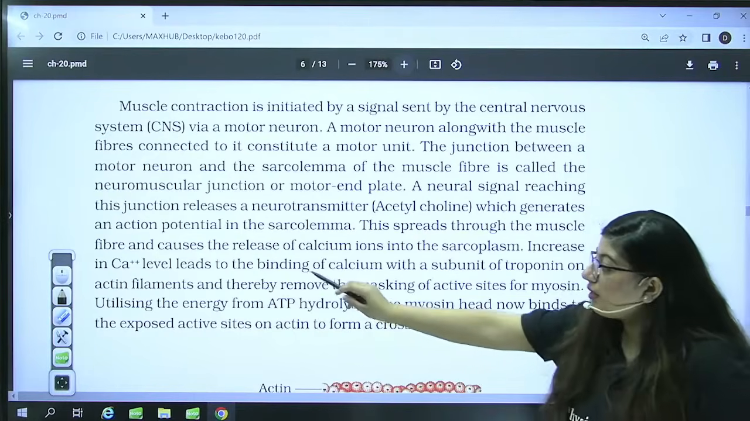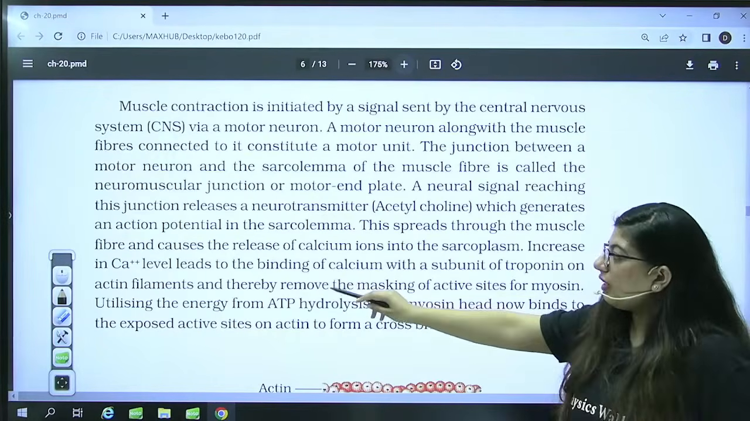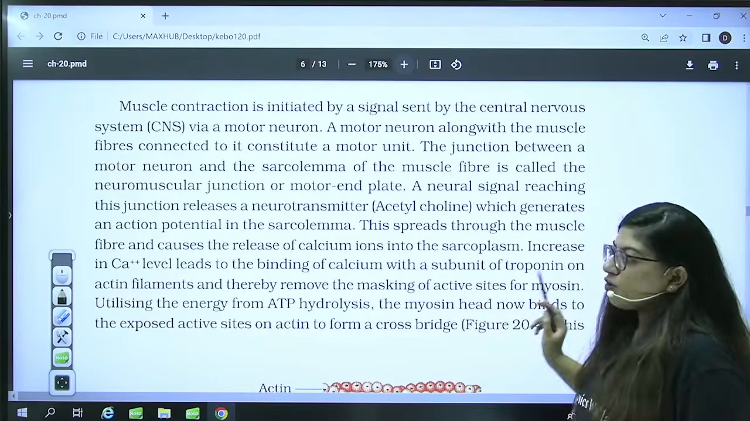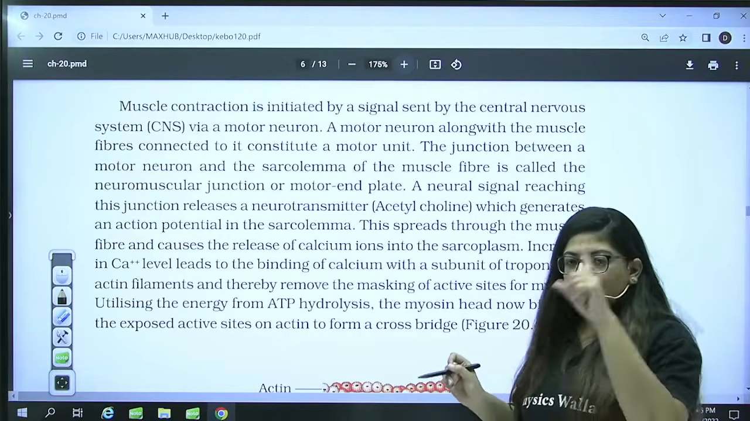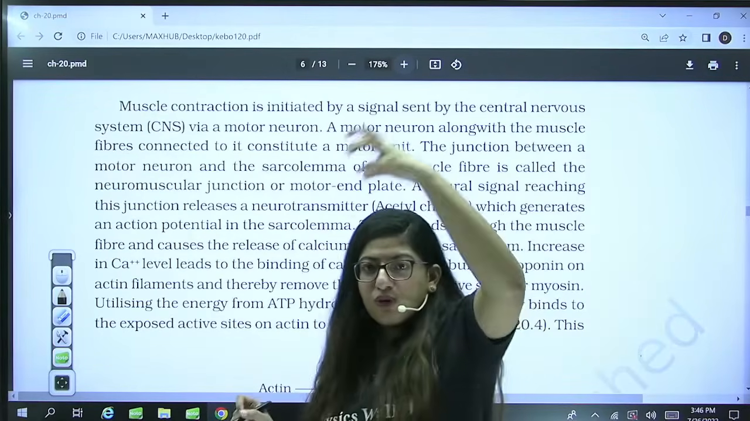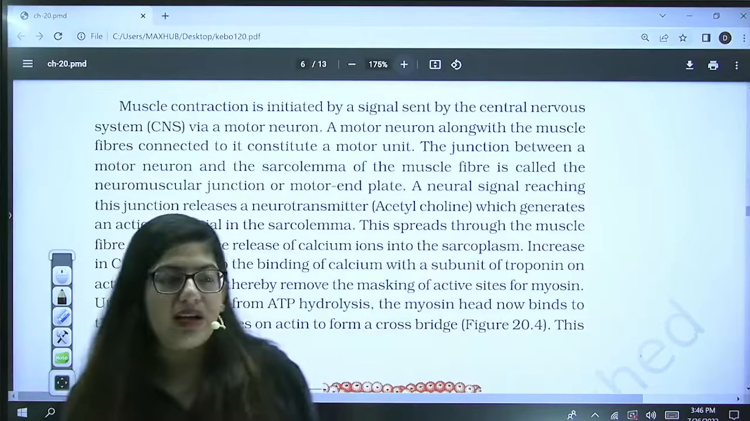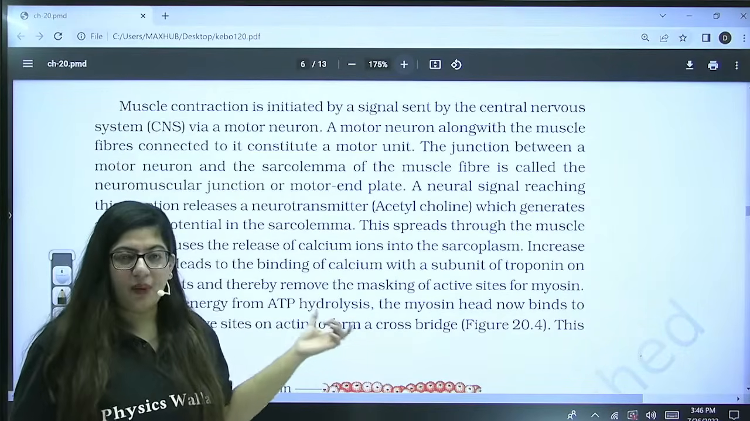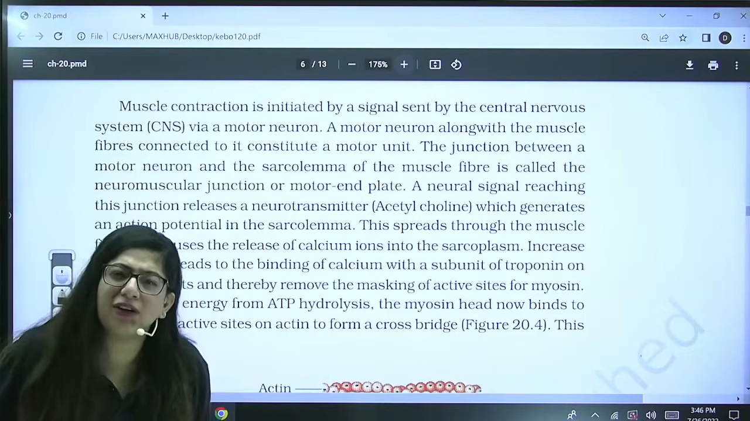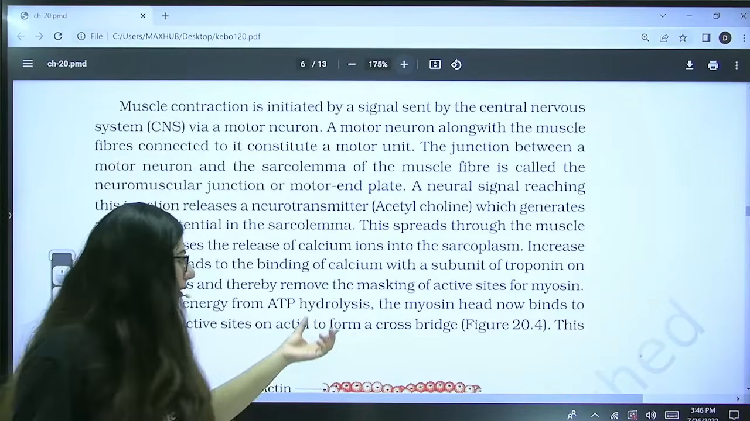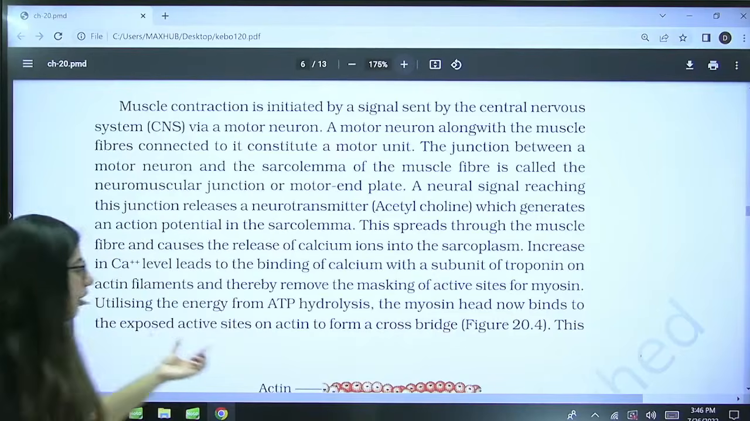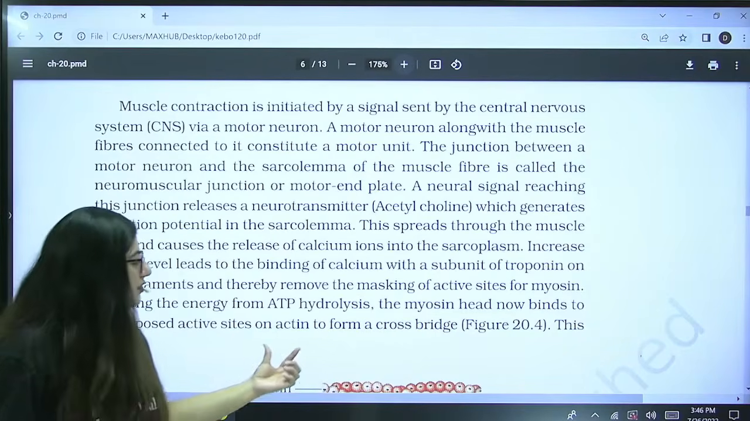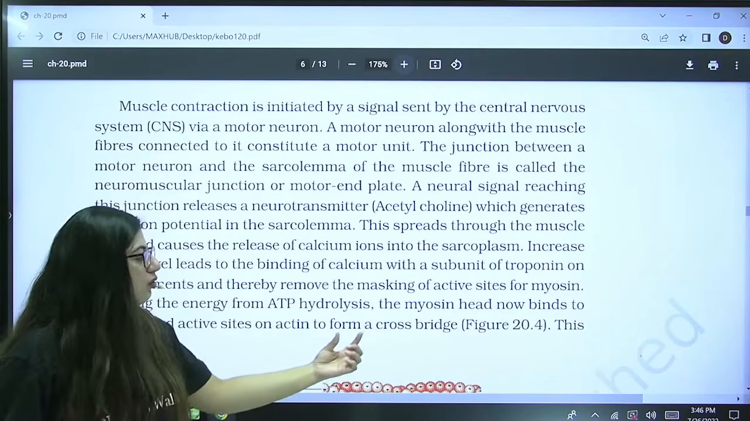So it is saying the calcium ion will lead to the binding of calcium with the subunit of troponin. Once the calcium binds to troponin C, it will move all the troponins and there will be unmasking. Utilizing the energy from ATP hydrolysis. Now ATP hydrolysis occurs. What is ATP hydrolysis? Breakdown of ATP. The myosin head now binds to the exposed active site on actin to form a cross bridge.